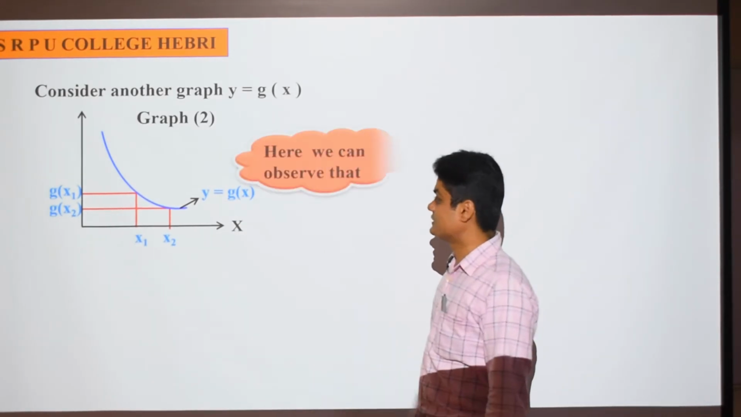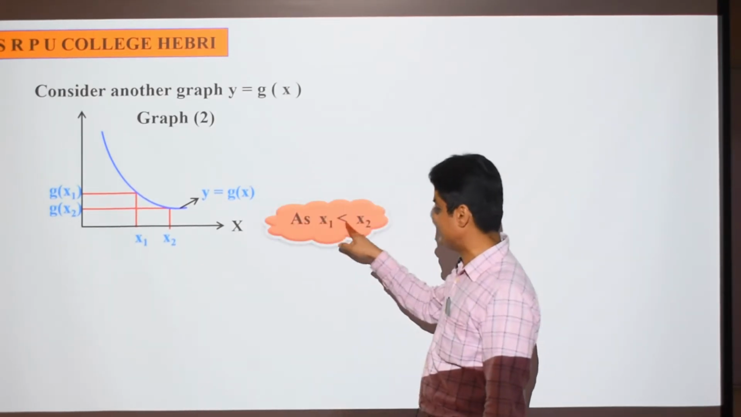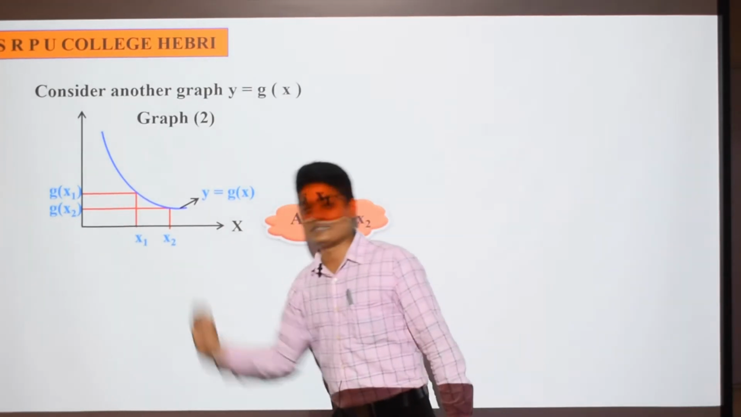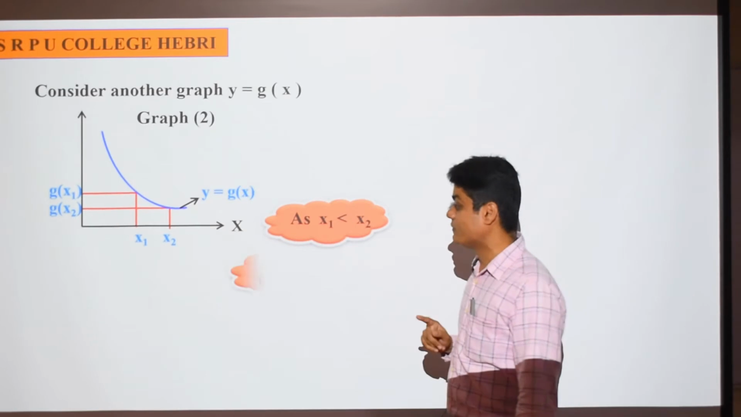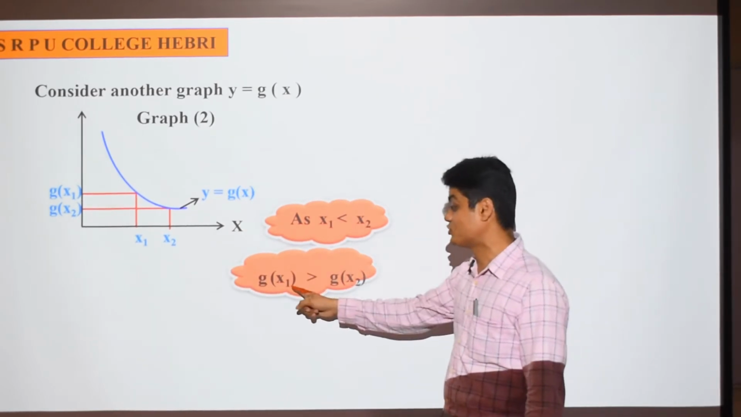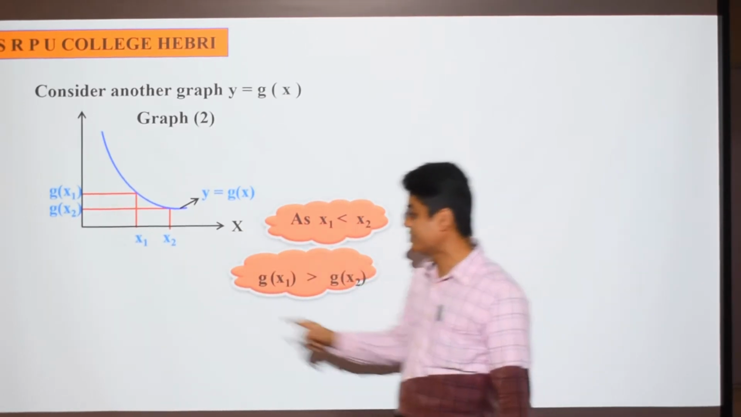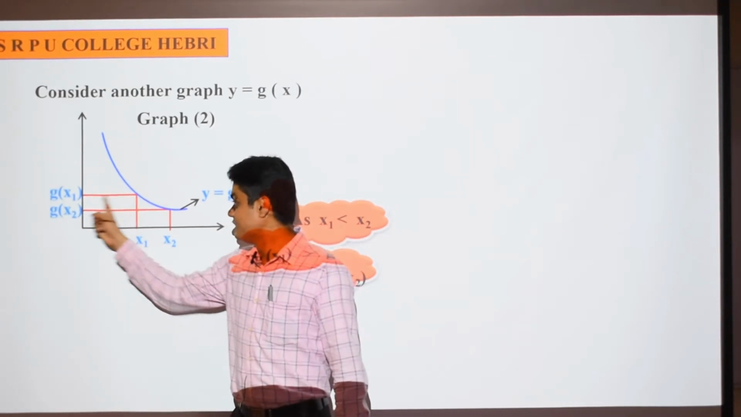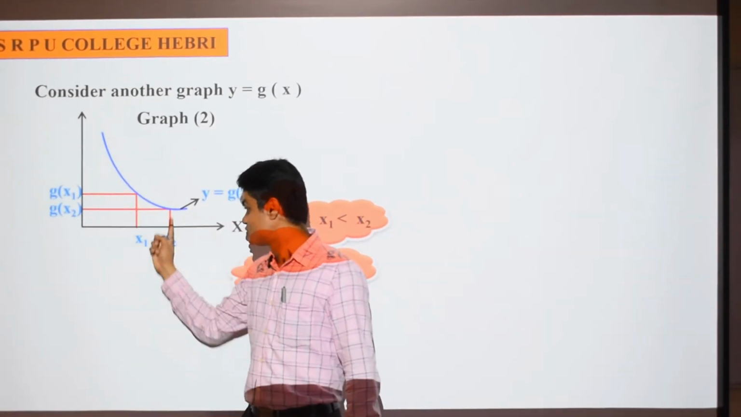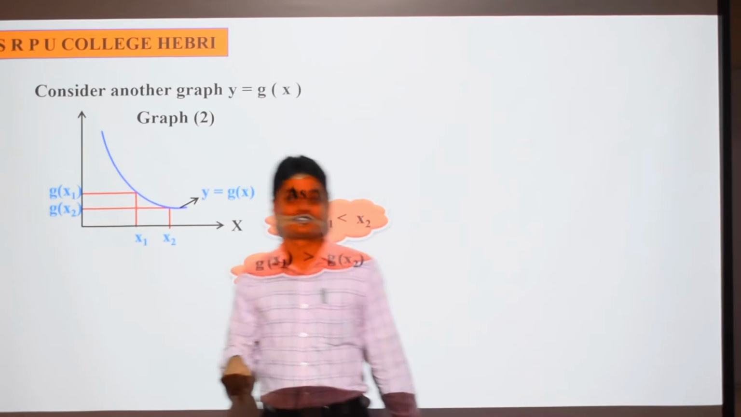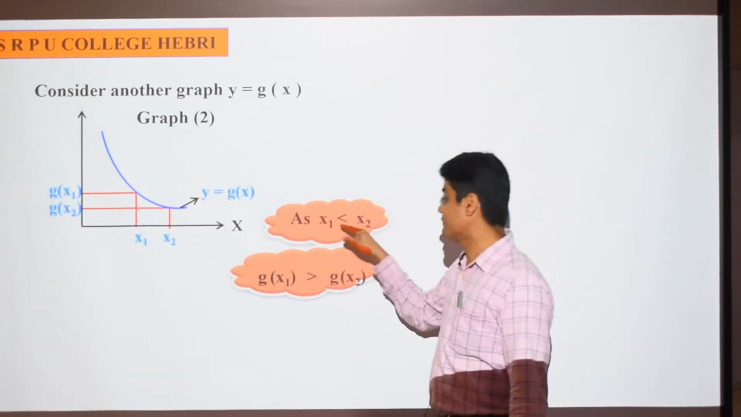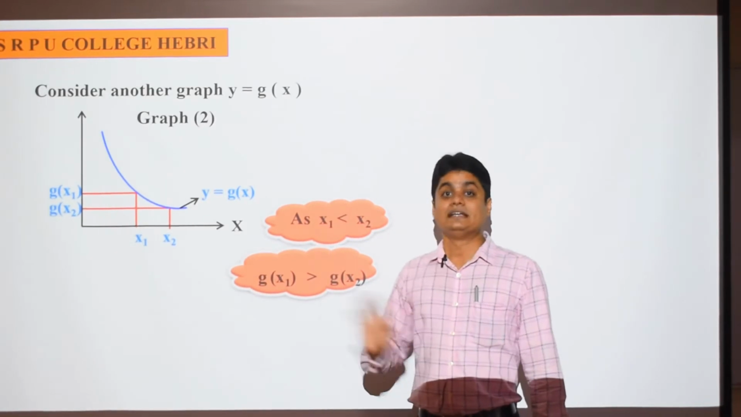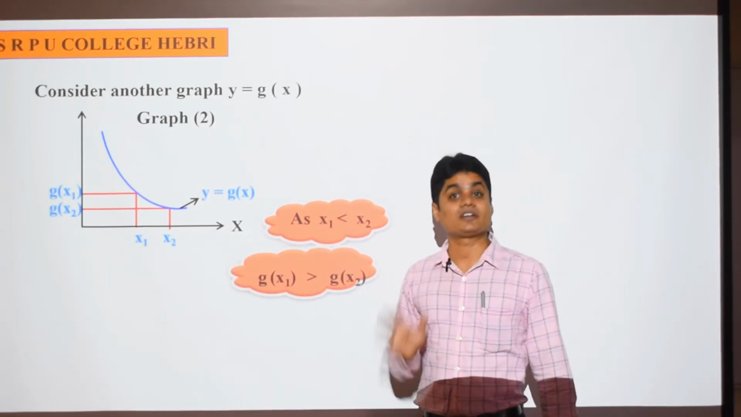Now you can observe in this graph, if x1 is less than x2, is the same condition maintained here? No. Instead, g of x1 is greater than g of x2. Why, tell me? See, x1 is here. This is g of x1. For x2, what is g of x2? It is below g of x1. g of x2 is below g of x1. So even if x1 is less than x2, f of x1 is not less than f of x2.